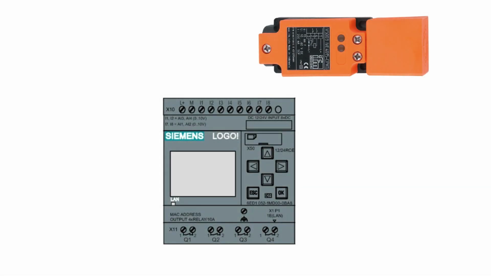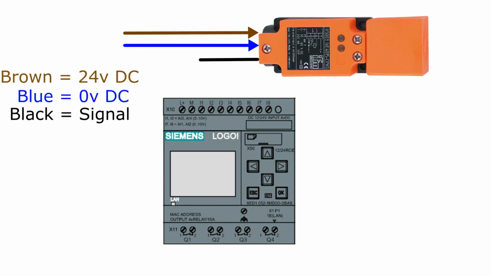I will now connect my sensor to the PLC. The sensor has 3 cables connected to it: 2 for 24 and 0 voltage DC and 1 signal cable. So I will wire up my signal cable to input terminal 1, and give the sensor the power it needs.